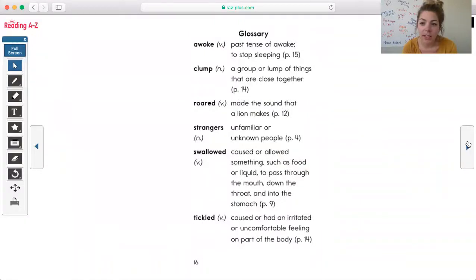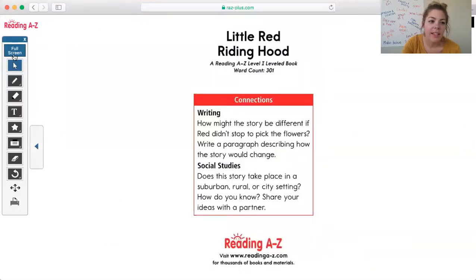This is a glossary at the end of the story with some of those trickier words like awoke and clump, roared. And that's the end of that story. So let's look through the story now.